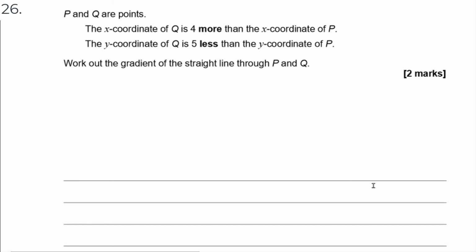The x coordinate of Q is 4 more than the x coordinate of P. The y coordinate of Q is 5 less than the y coordinate of P. Work out the gradient of the straight line through P and Q.